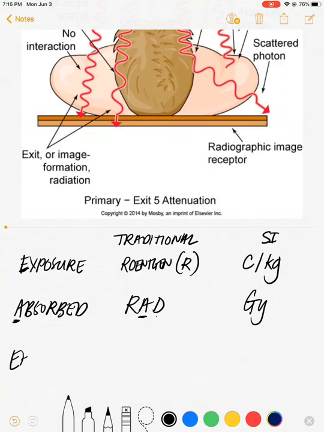Now we have the effective dose. Effective dose traditionally is REM. And the SI unit is sieverts. You just have to remember the E in REM is for effective. So exposure is always going to be Röntgen, coulombs per kilogram. Absorbed is always going to be rad and gray. And effective is going to be REM and sievert.